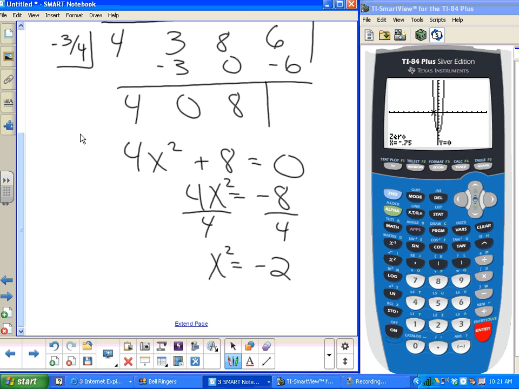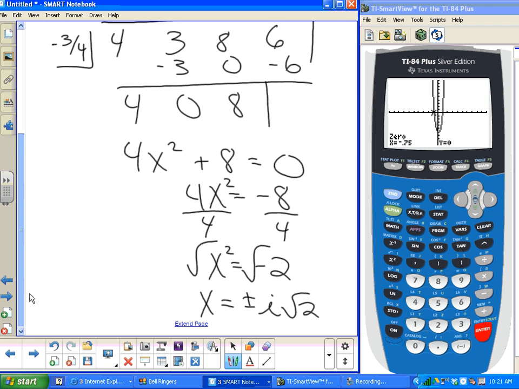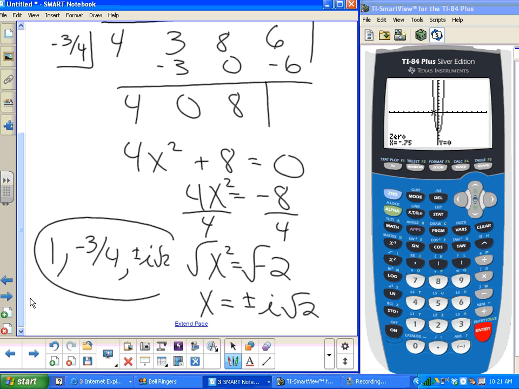Now y'all going to see where the imaginary ones are coming from. Okay. We're going to take the square root of both sides. And so the square root of negative 2 would be imaginary. How do we write that? Plus or minus i square root of 2. Okay. Now let's list out our answers. So from the calculator, we kind of cheated and we got 1, and then negative 3/4, and then plus or minus i square root of 2. That's 4 of them, right?